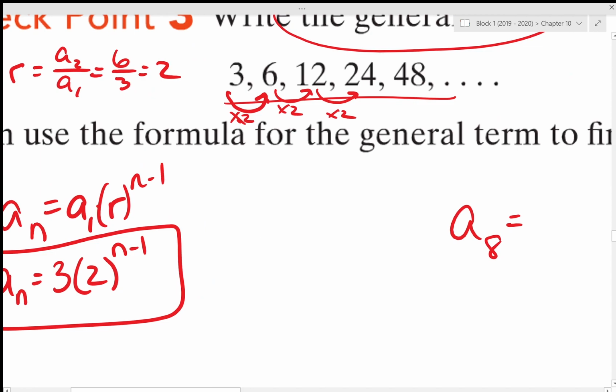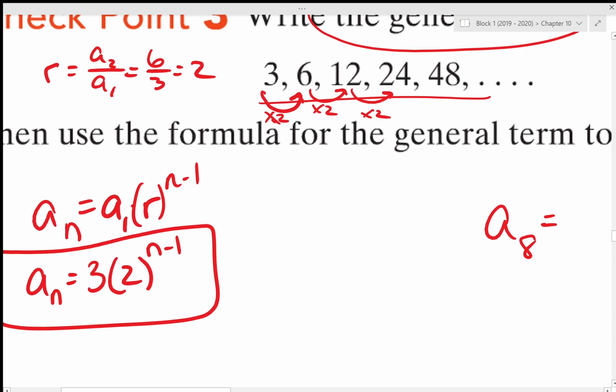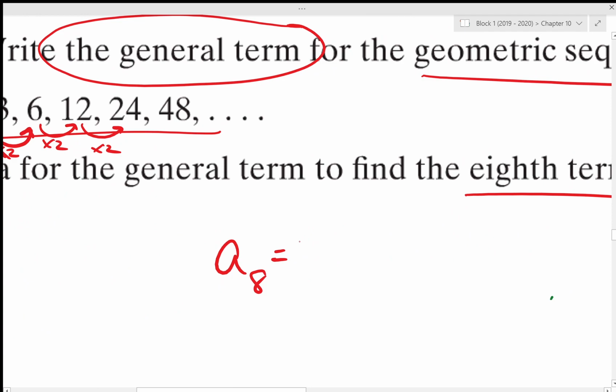You don't have to sit there. I know we have the first 5 terms, and then 48 times 2 would give me the 6th, then times 2 is the 7th, then times 2 is the 8th. But what if instead of finding the 8th, I asked you to find the 80th? You're not going to want to sit there and keep timesing 2. So you're going to want to use the formula instead. So the 8th term is going to be 3 times 2 to the 8 minus 1 power.